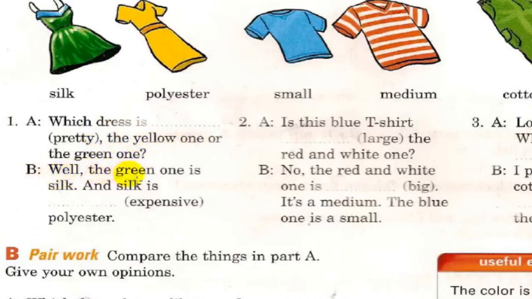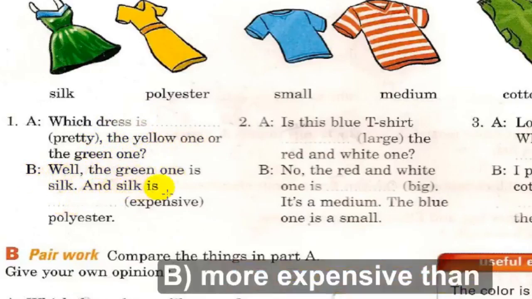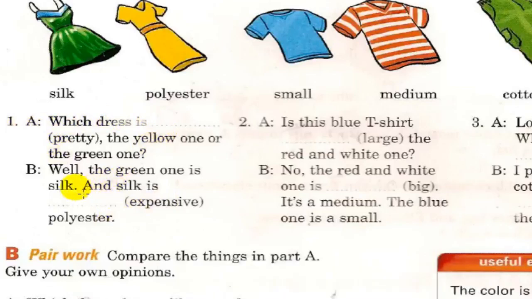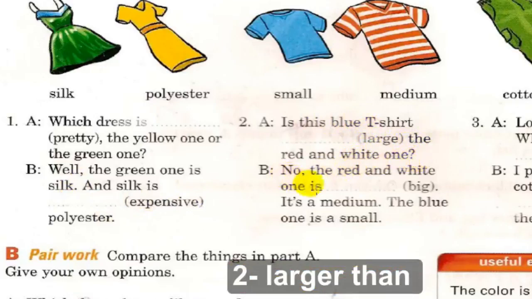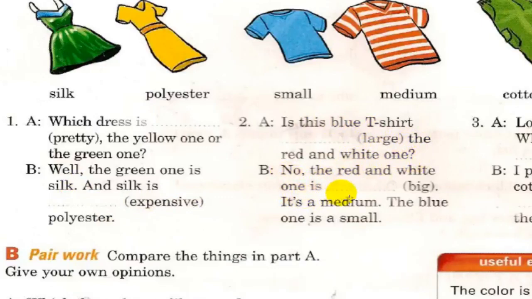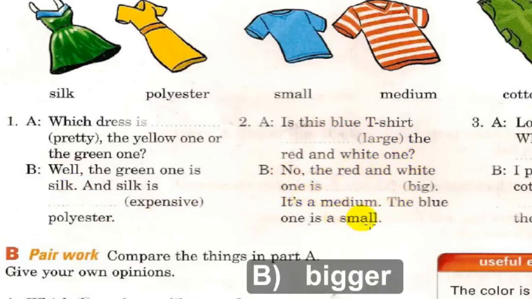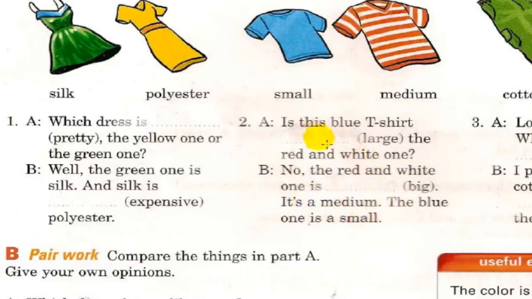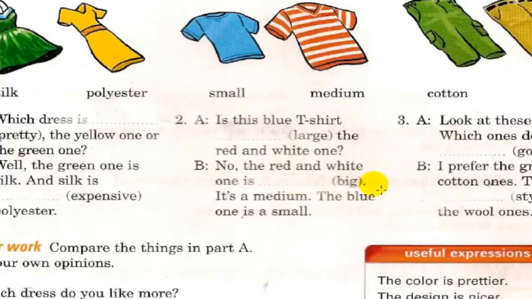B. Well, the green one is silk, and silk is more expensive than polyester. More expensive than. So, the answers. 1A, prettier. 1B, more expensive than. Is this blue t-shirt larger than the red and white one? No, the red and white one is bigger. It's medium, the blue one is small. Number two answers: larger than, bigger. Bigger, short answer here, means it's bigger than the blue t-shirt.